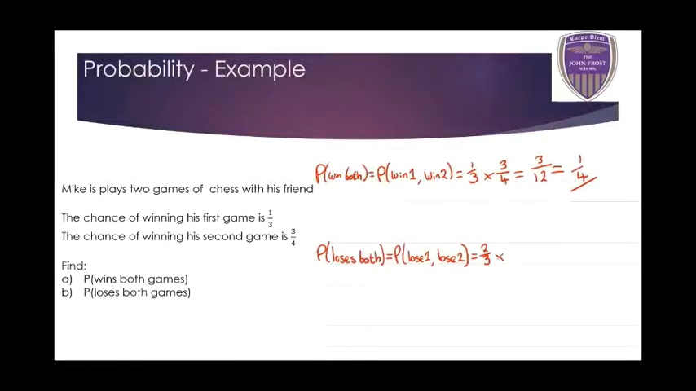And what's the chance of him losing the second game? Well, there is a 3/4 chance of him winning the second game, so that must mean he's got a 1/4 chance of losing it. So multiply the fractions. 2 times 1 is 2. 3 times 4 is 12. Simplify the fraction and that will give you 1/6. That's your final answer for that one. Let's have a look at another example.